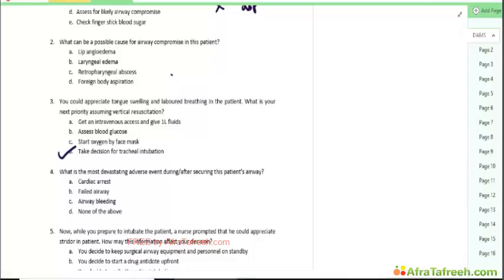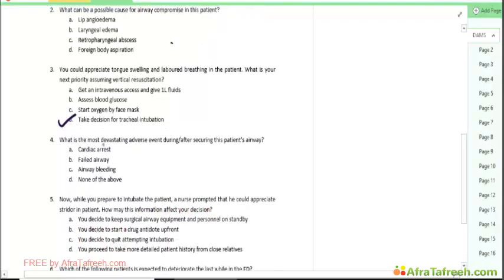Okay, so what would be the most devastating adverse effect during or after securing the patient's airway? Well, all of these are potential airway threats: airway bleeding, failed airway, and cardiac arrest. But obviously the most devastating would be cardiac arrest, which causes a lot of patient morbidity, and eventually mortality can result from the same.